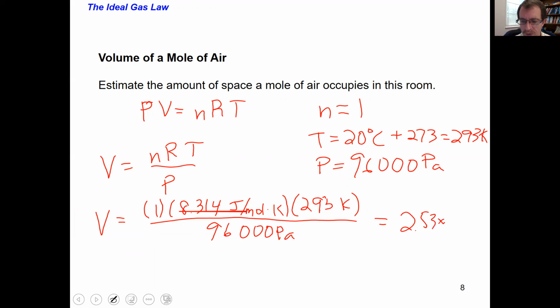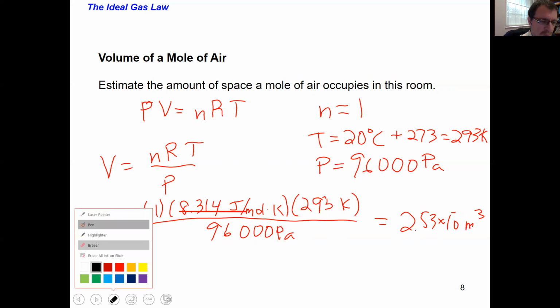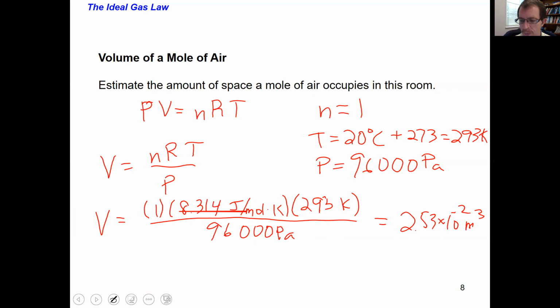2.53 times 10 to the negative 5 cubic meters. No, 10 to the negative 2 cubic meters. There we go, 2.53 times 10 to the negative 2 cubic meters. Well, that's great. What does that mean exactly?